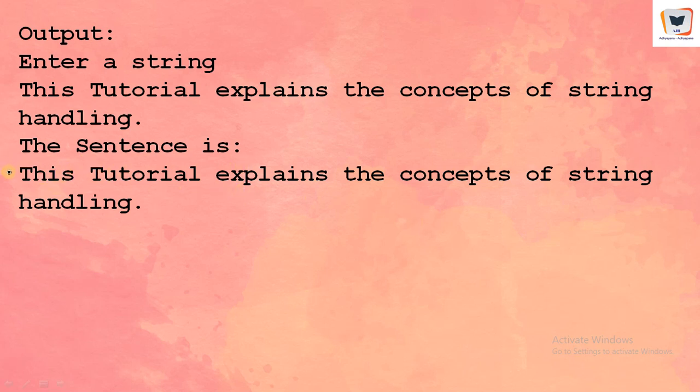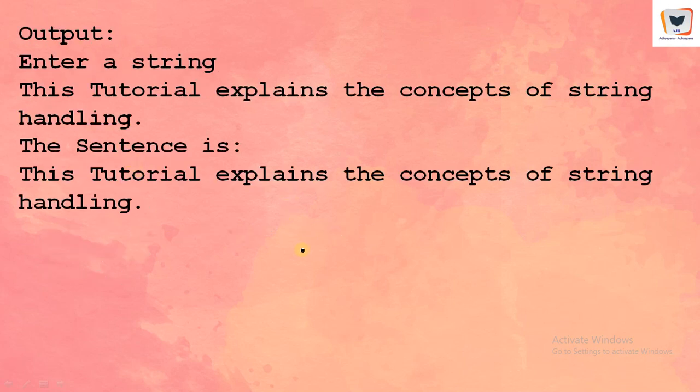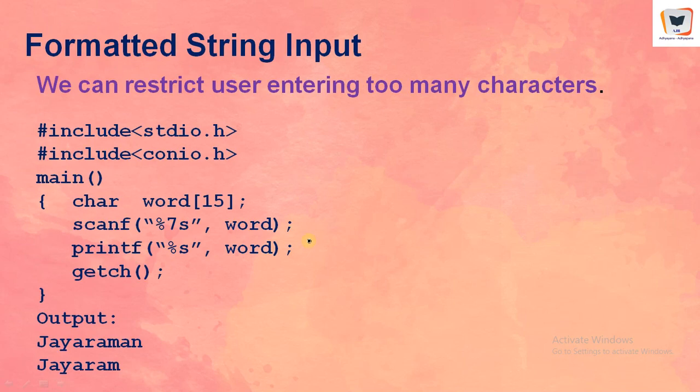Put s did this magic. Get s did this magic. While we entered, it went to the memory. It got stored in a variable called str, which is a string variable, and then it got printed through put s.